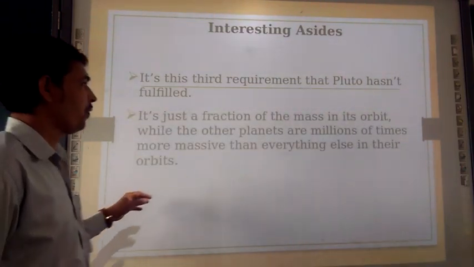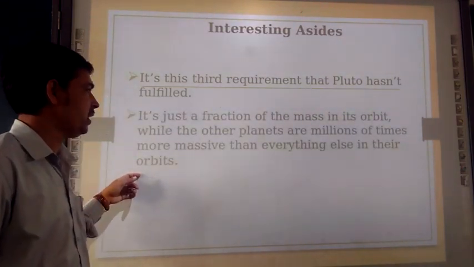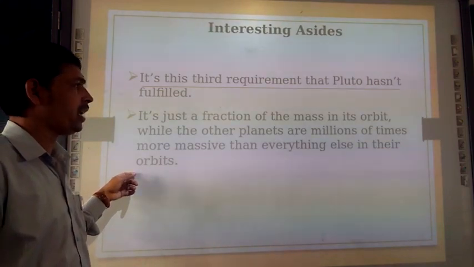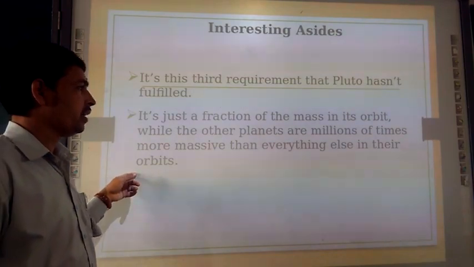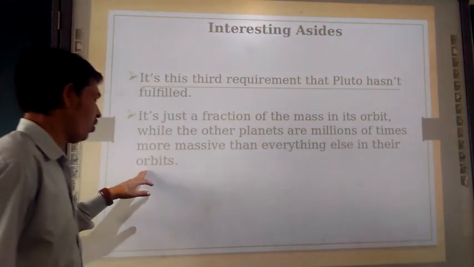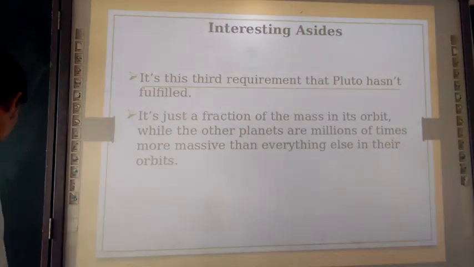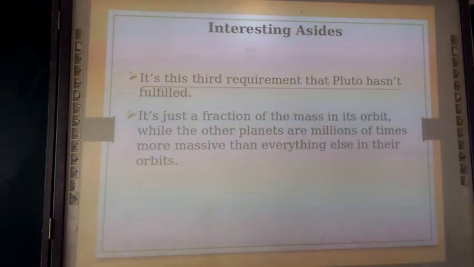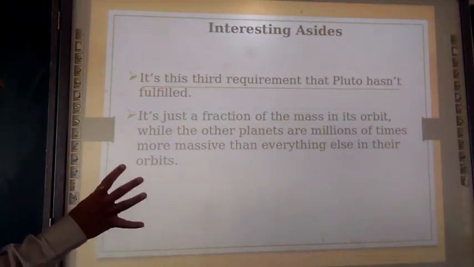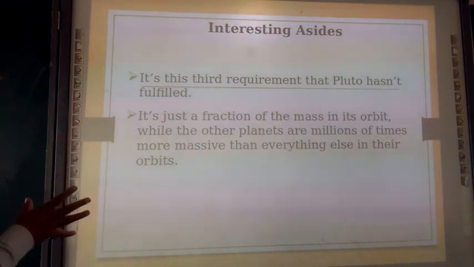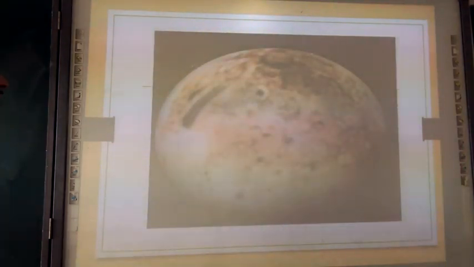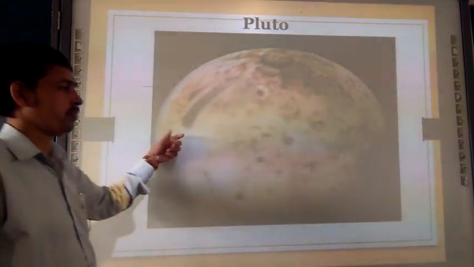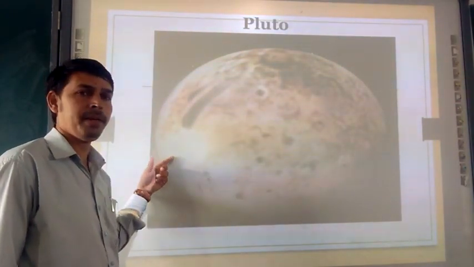It is just a fraction of the mass in its orbit, while the other planets are millions of times more massive than everything else in their orbit. Next, we have seen that to qualify as a planet, Pluto is not fulfilling the particular requirement. That's why Pluto is called a dwarf planet. Now see, this is Pluto. This is the image of Pluto I placed for you.